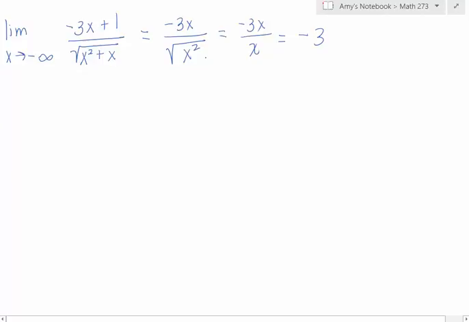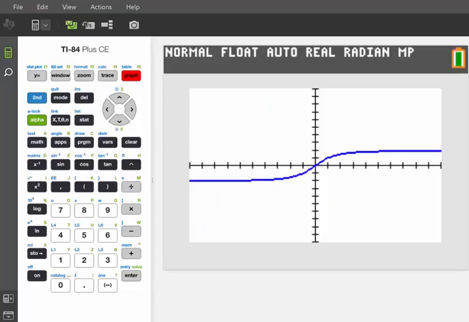Now let's take this back and look at this step right here. If I have negative 3 times negative infinity divided by the square root of negative infinity squared, let's look at what would happen. I have a negative and a negative, which is a positive, and a negative squared, which is a positive. So this needs to be a positive 3, not a negative. You can also go back and look at the graph to ensure that you are going towards positive 3.